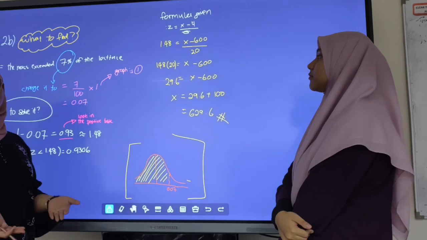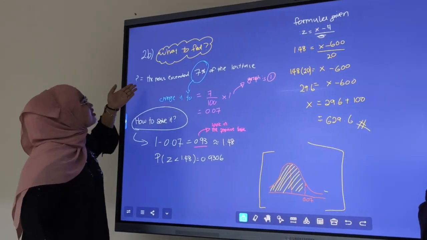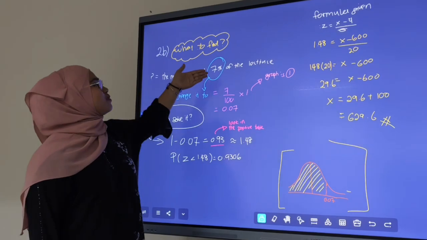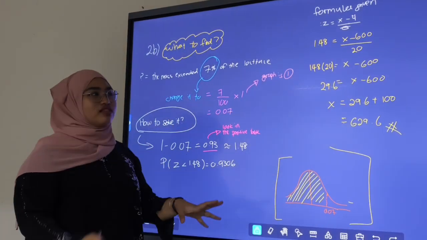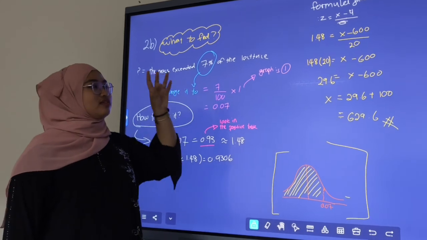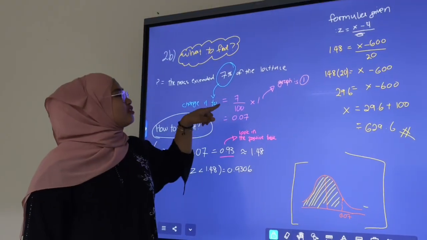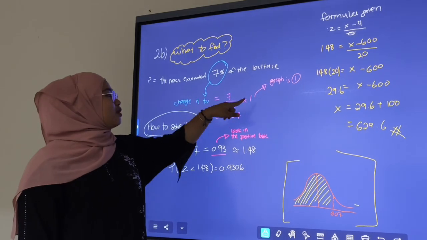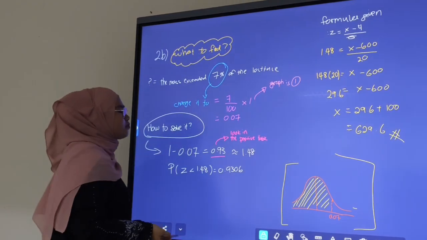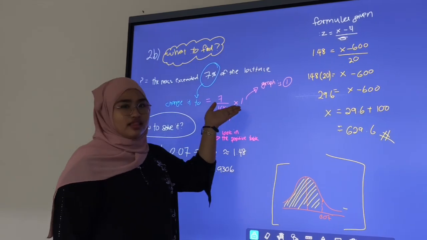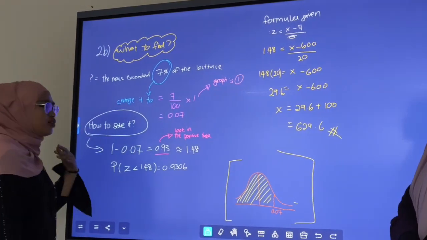So for question 2b, what do we need to find? We need to find the class exceeded by 7% of the letters. First of all, we need to change the 7% into a number, which is 7 over 100 multiplied by 1, so we get 0.07. So the question is why 1? Because the total area under the graph is equal to 1. So now how are we going to solve it?